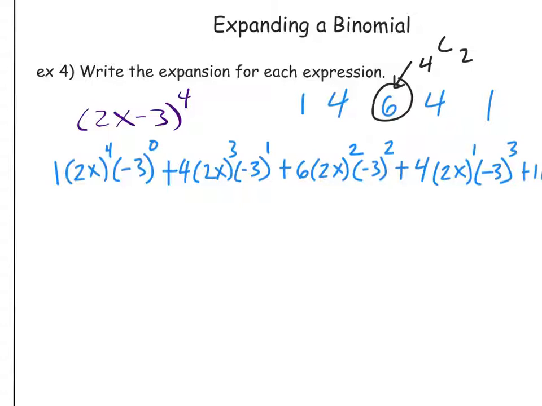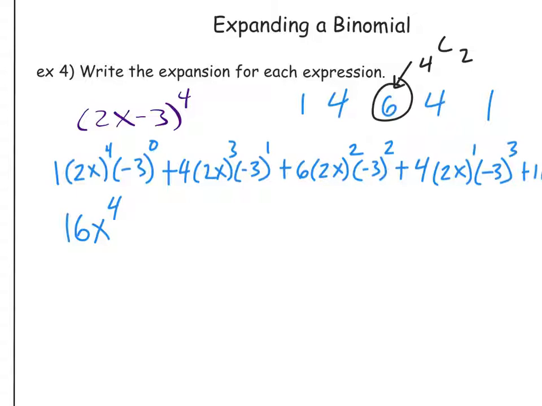All right, so let's go term by term here. Simplify them one at a time. So remember this exponent that's a 4 goes to the 2 and the x. Meaning that's what our first term turns into: 16x to the fourth, because 2 to the fourth power is 16. Negative 3 to the 0 power is 1.